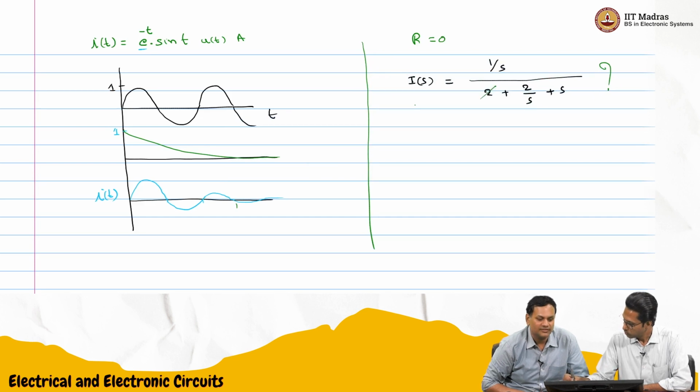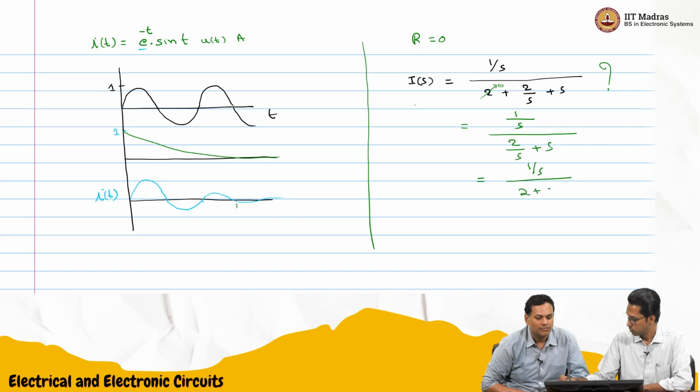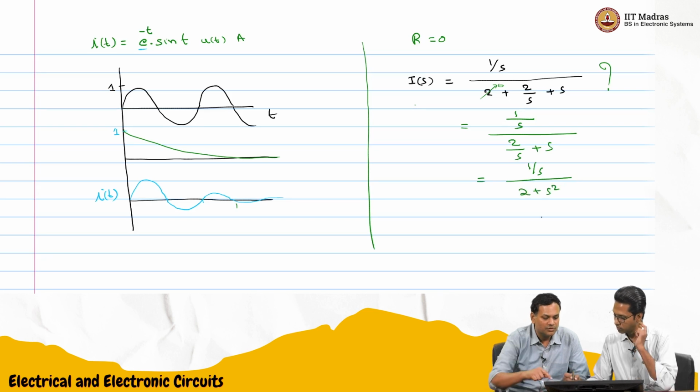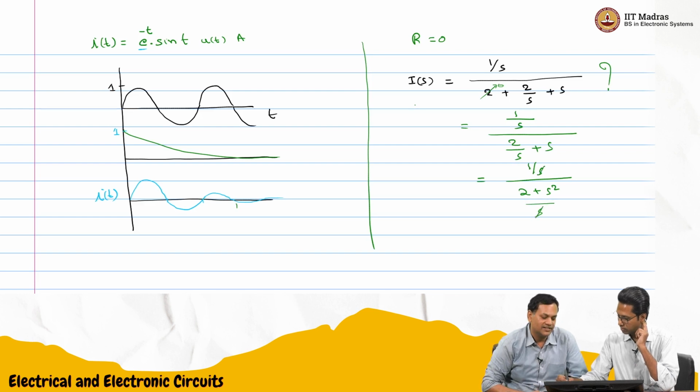So this is 0. That's what we are going to say. 0. So 1 by s, 1 squared plus 2 by s, 2 by s plus s. Oh no, this 1 by s will be gone. This s and this l will get cancelled.